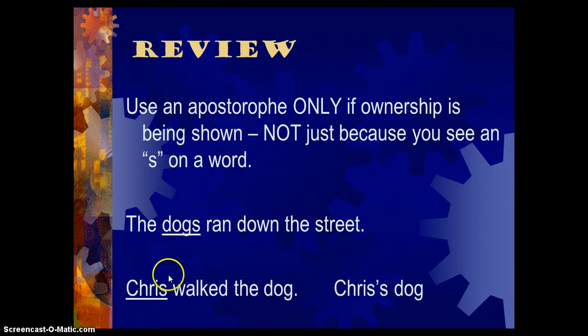No, absolutely not. In this case, Chris walked the dog. This is not showing ownership. Chris does not own walked. But you're saying, oh, well, he owns the dog. Yes, but it's not the exact word that comes immediately after. If it were showing ownership, it would say Chris's dog, and dog would be the very next word. But in this case, there's no apostrophe, because there's not a word here that he is owning, the very next word.